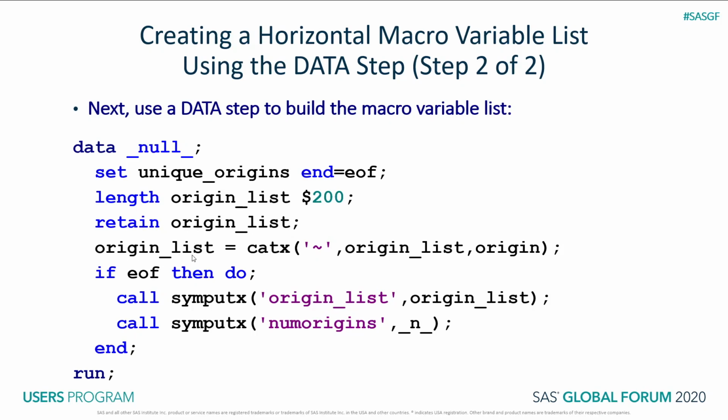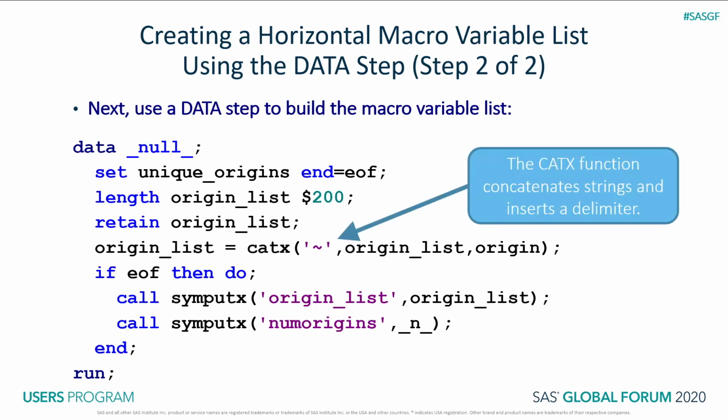Then we have the workhorse of this data step, an assignment statement, origin_list equals, and on the right-hand side of the equals, we have a call to the CATX function. Now, for those who aren't familiar with the CATX function, it simply concatenates strings, but it inserts a delimiter, and that's the first argument to the function, the delimiter, in this case, tilde. So the CATX function will take these other arguments, origin_list and origin, it will strip them, that is, removing trailing and leading blanks, insert this delimiter in between and concatenate them.